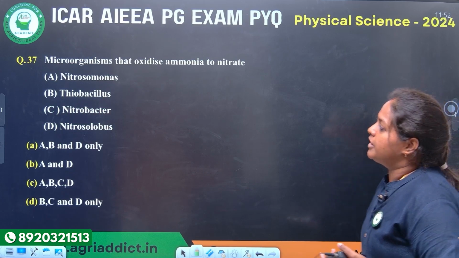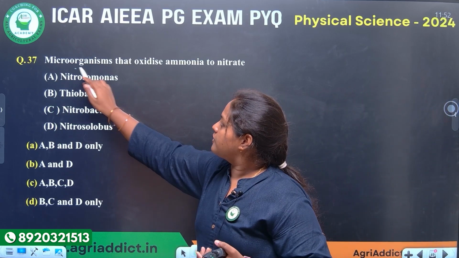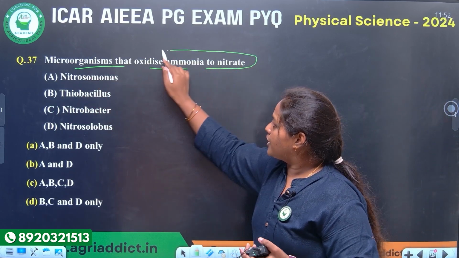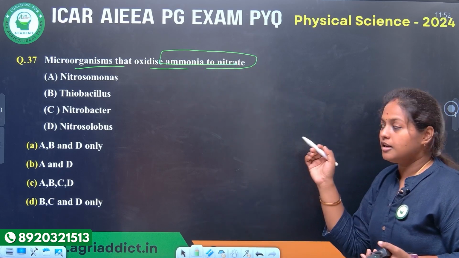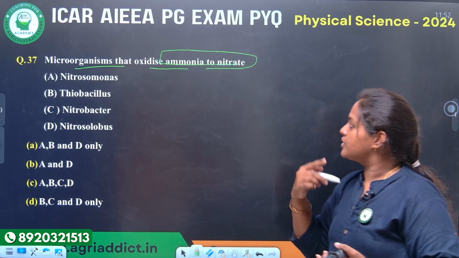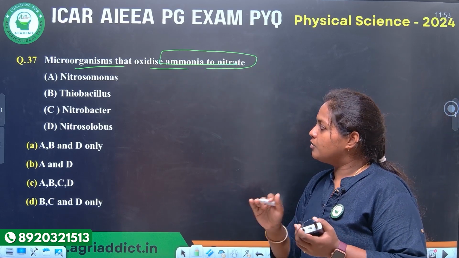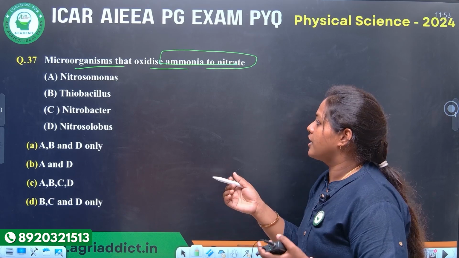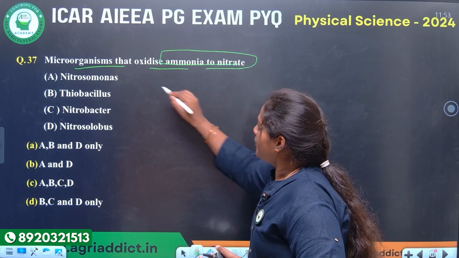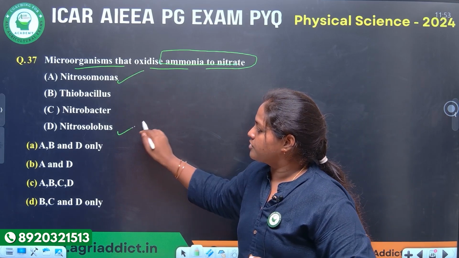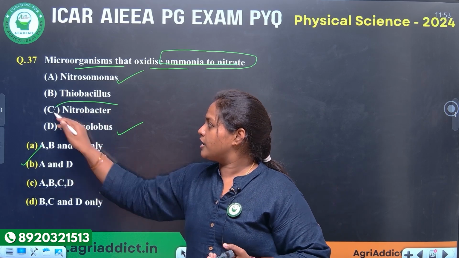Next, question number 37. Microorganisms that oxidize ammonia to nitrate. They are asking which organisms oxidize ammonia to nitrate. What are the organisms? Nitrosomonas and Nitrosolobus. Why not Nitrobacter here?